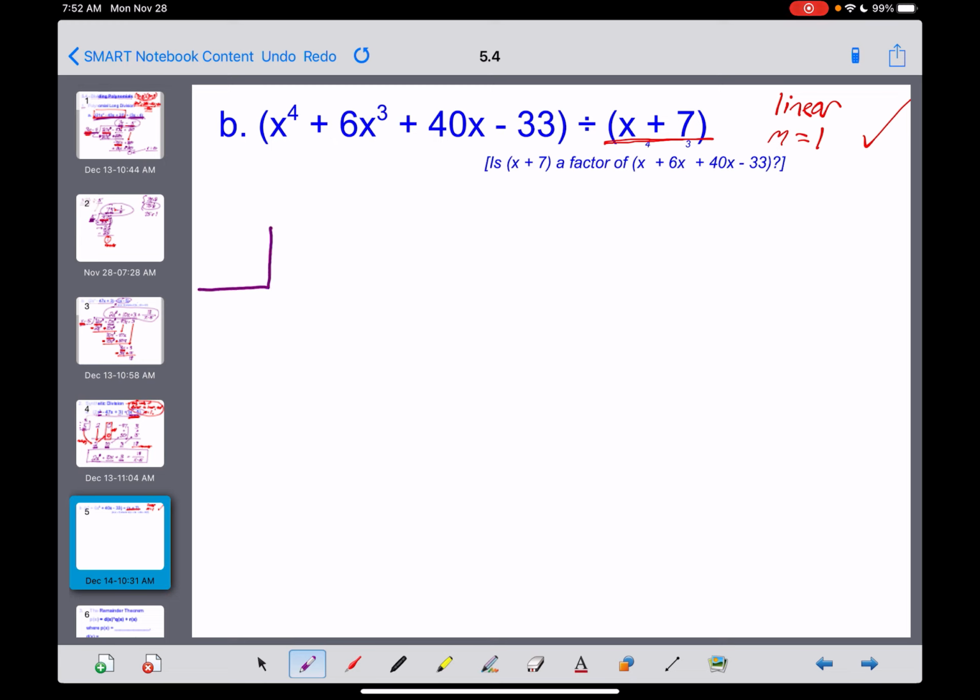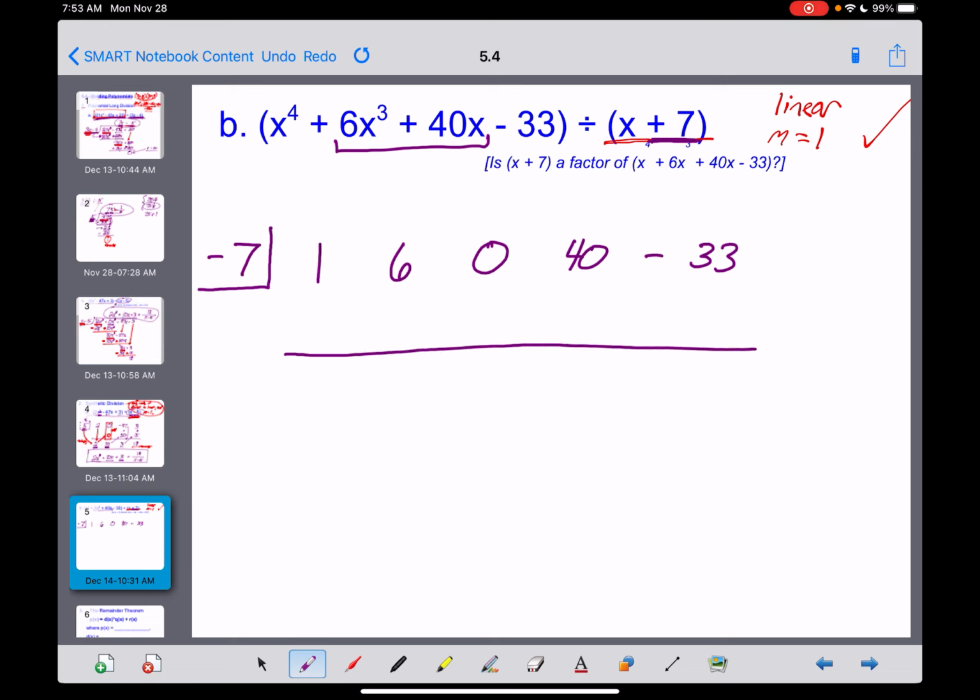So I'm going to start with my box, and this was an x plus 7. So we always put the opposite of that number in the box. That's going to be a minus 7. Okay, what comes after that, guys? All the coefficients of the original dividend. We've got x to the 4th, which has a coefficient of 1, and then a 6x cubed, so that's a 6. And I notice once again, there is no x squared term, so we've got to put a 0 there in the place of the x squared, followed by a positive 40x, and then a minus 33 at the end of all that. Skip a line and draw a line.